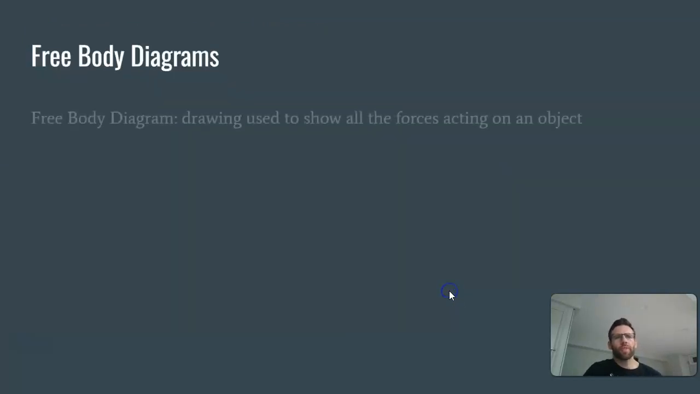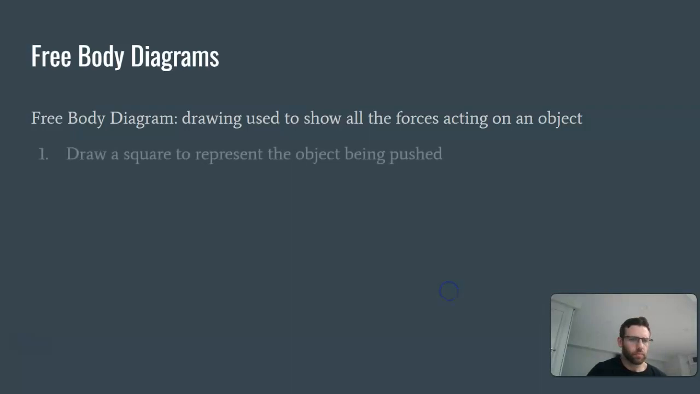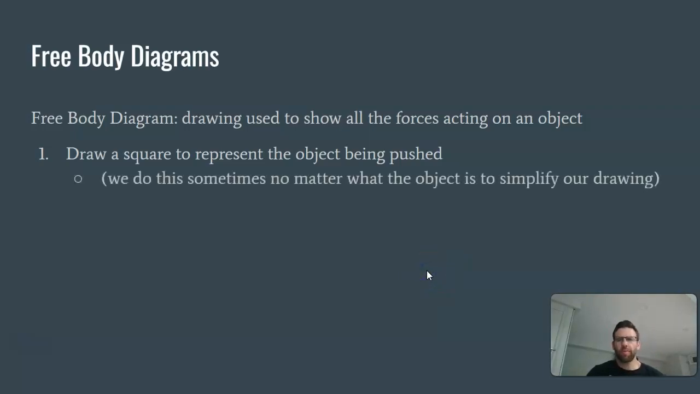So what we might do sometimes is draw a free body diagram. It's just a drawing used to show all the forces acting on an object. And here are some very simple directions. We can draw a square to represent the object being pushed, and we do this no matter what the object is. Sometimes just drawing a square makes it very easy for us to visualize what the object is and what forces are acting on it.